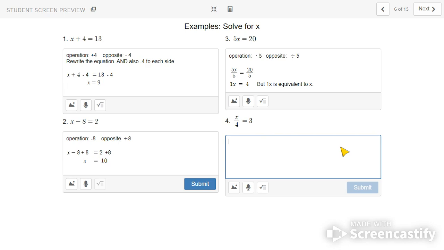Right? Let's look at our last example. X divided by 4 is equal to 3. The operation that we have, we're dividing by 4, and the opposite operation is to multiply by 4. Let's rewrite the equation, and I'm going to multiply 4 on both sides. On the left side, I have 4x over 4. That becomes 1x. And on the right side, we have 12.